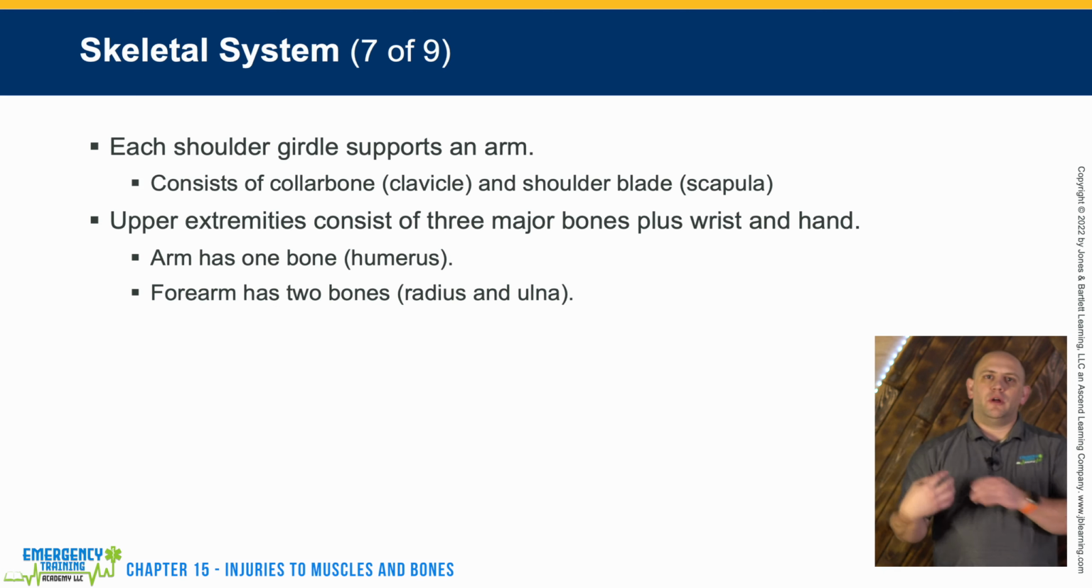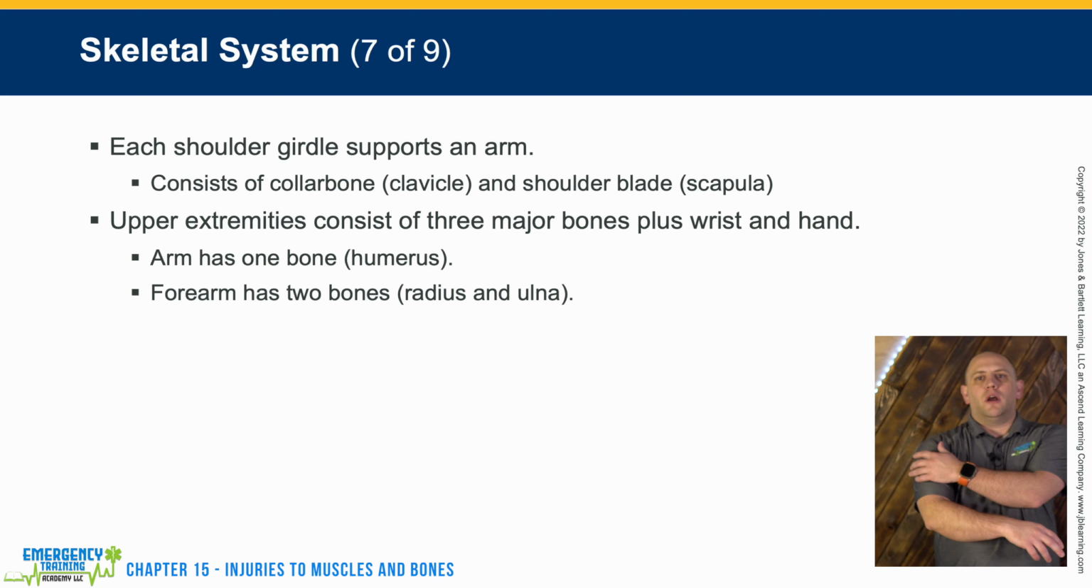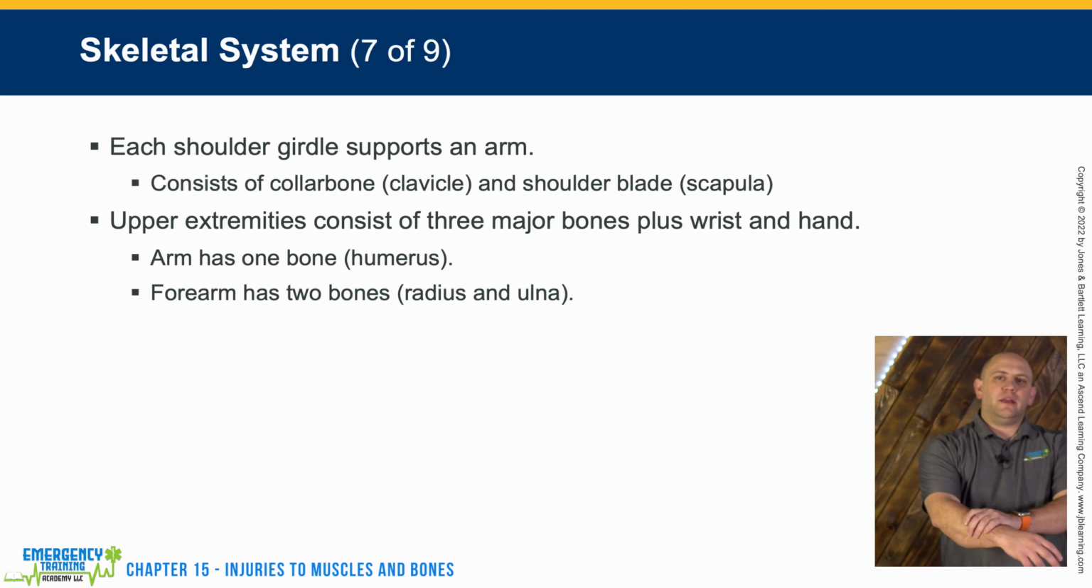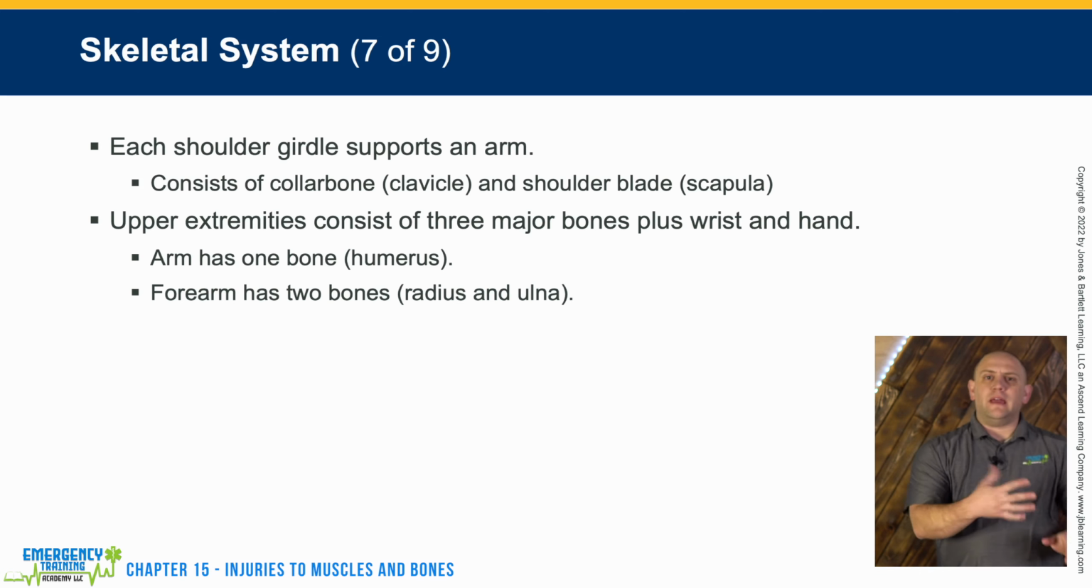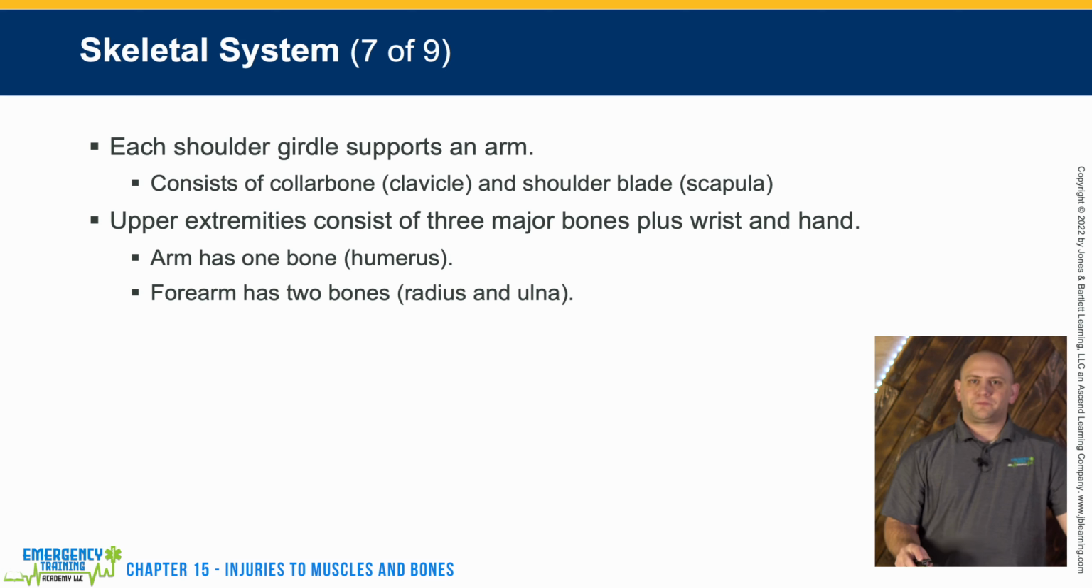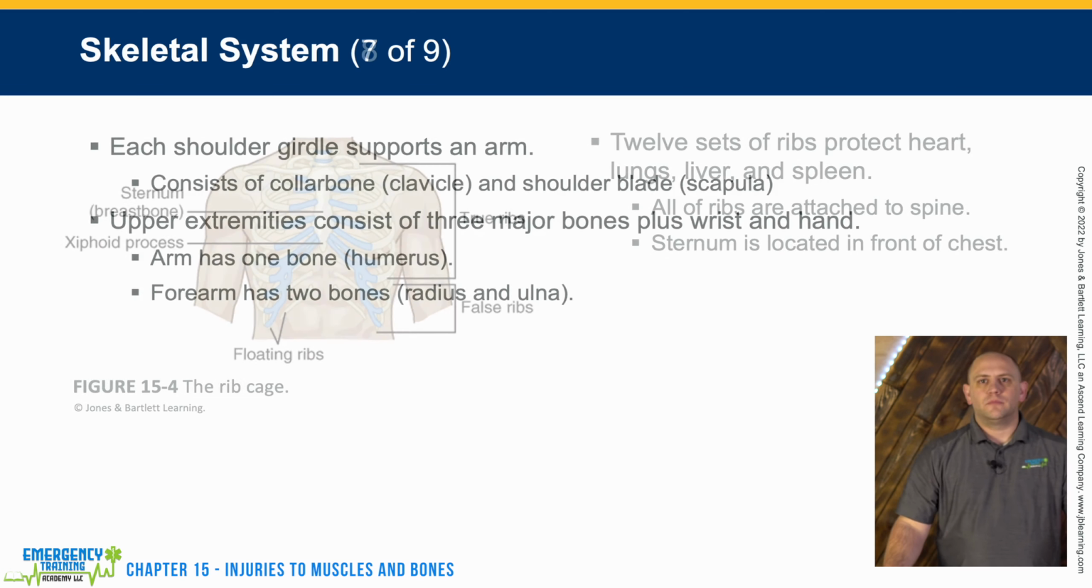Our shoulder girdle then continues down into our upper extremity. We have our humerus, and then our radius and ulna, and down into our hands.